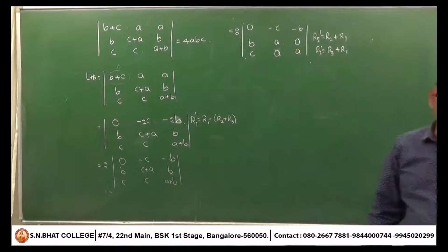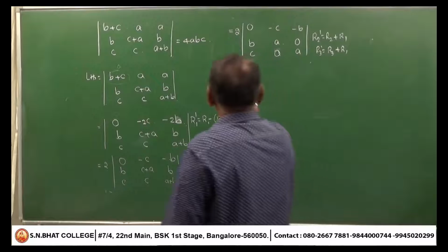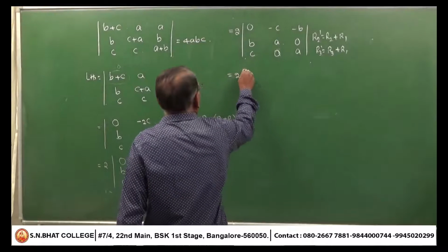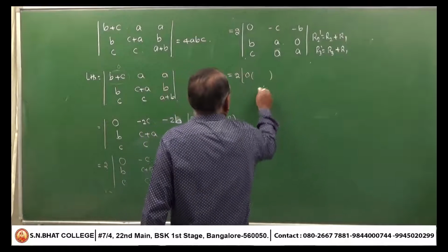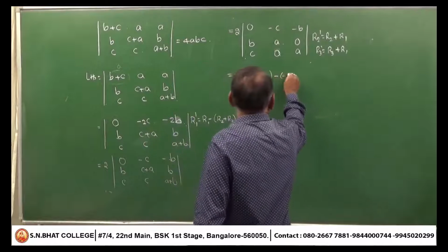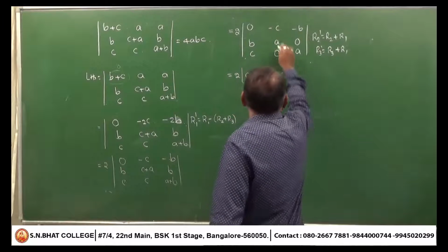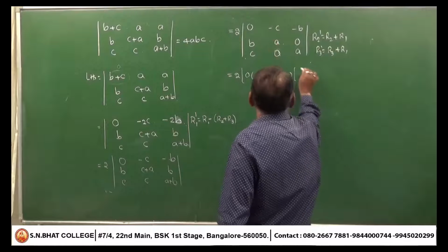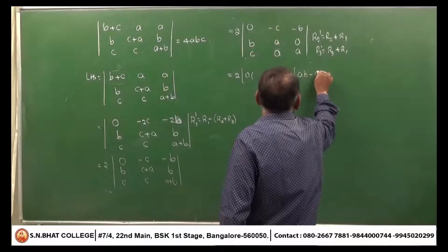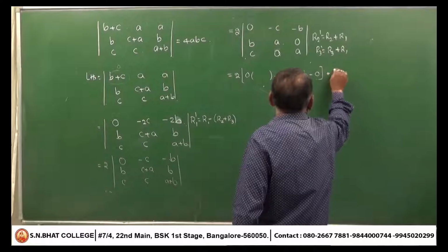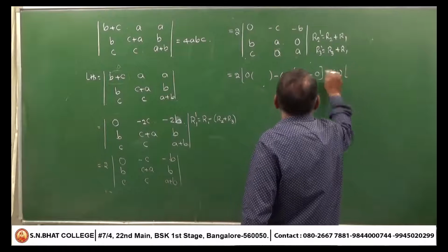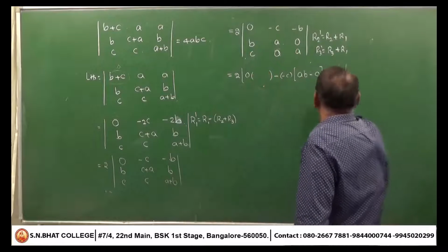Now we can evaluate the determinant because in the determinant you should get minimum of 2 zeros. Here we got 3 zeros, you can expand the determinant. This is 2 times. 0 multiplied by anything is 0. Minus of minus C into, leave this row, this column, A into B minus 0, plus minus B into, leave this row, this column, 0 minus C.